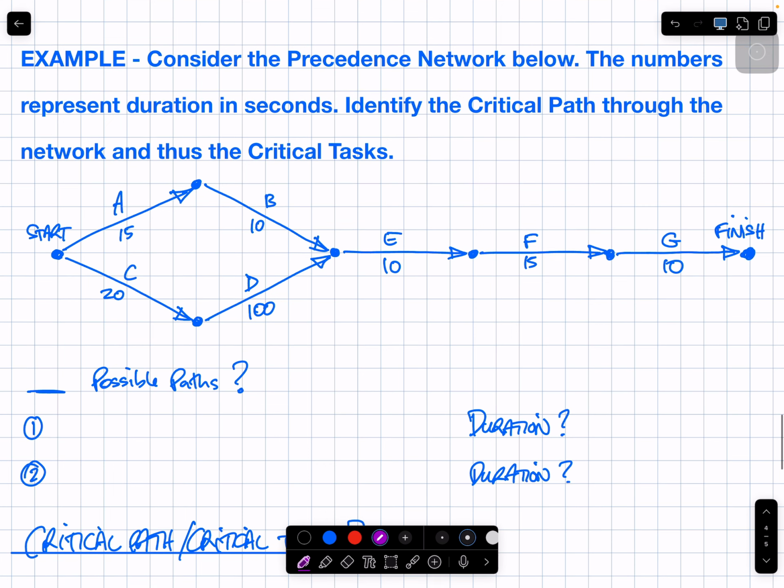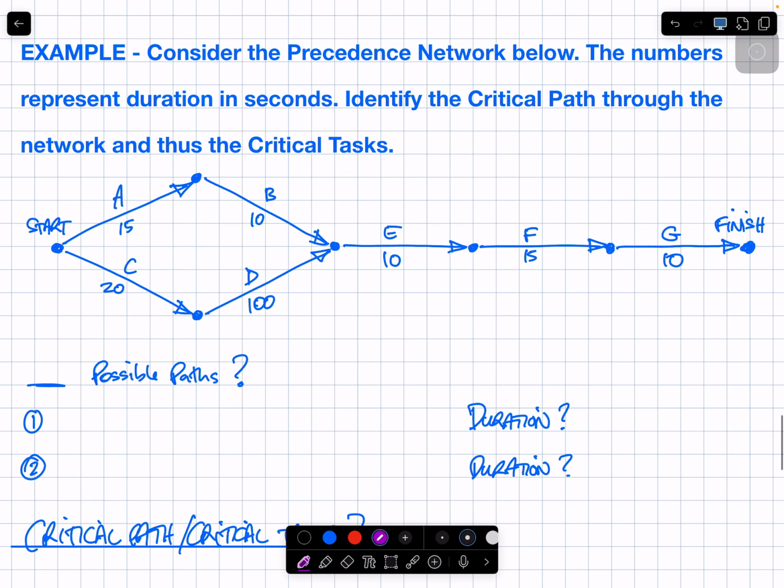Let's have a look at this one here. Consider the precedence network below. You can see there are numbers now representing duration. The numbers represent duration in seconds. Identify the critical path through the network and thus the critical tasks. I'm going to highlight the top pathway, that pink path. How many possible paths are there through this network? There are 2.